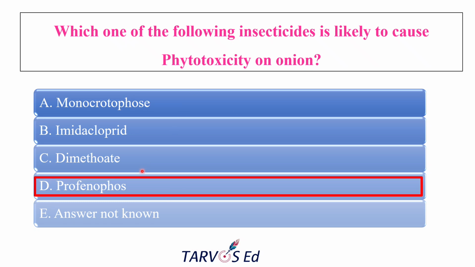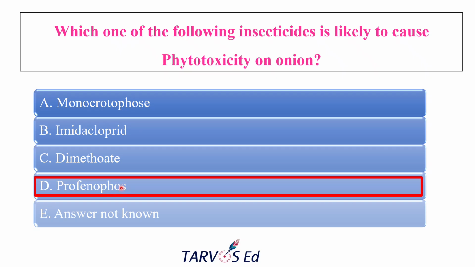And the correct answer is profenophos, which is most likely to cause phytotoxicity, and this is an organophosphate insecticide. It is an insecticide as well as an acaricide. Acaricide means this insecticide is also used to kill mites. And it is labeled as phytotoxic to onion in ICAR extension guides.